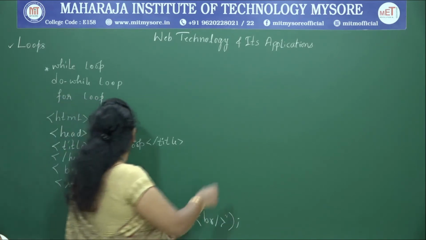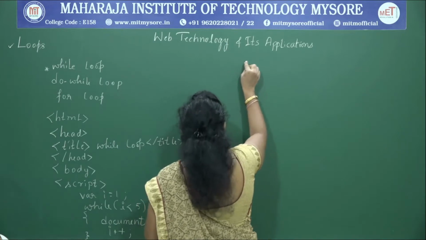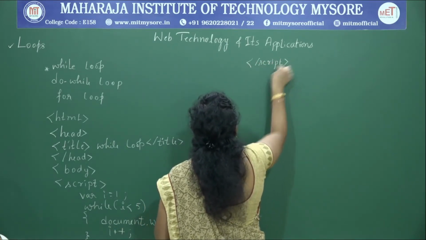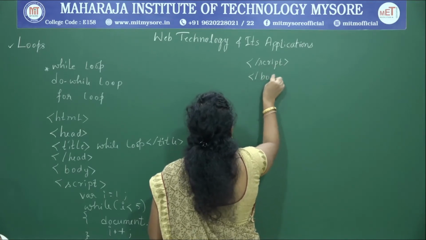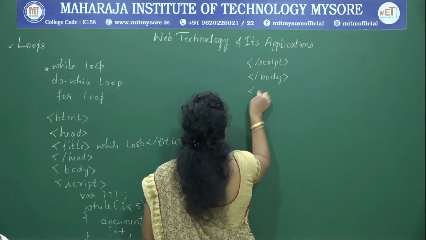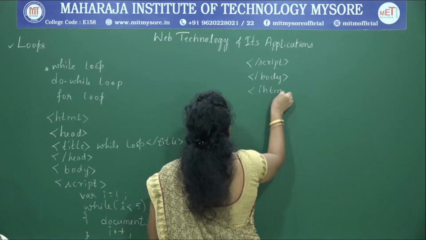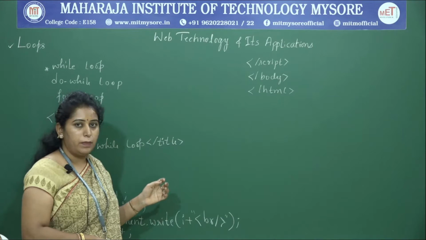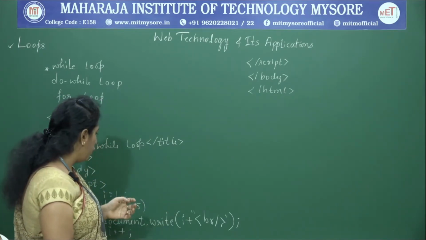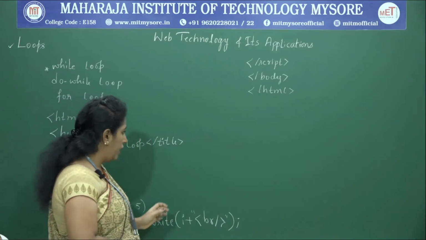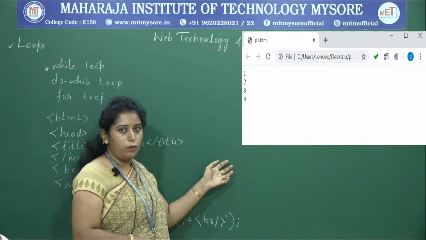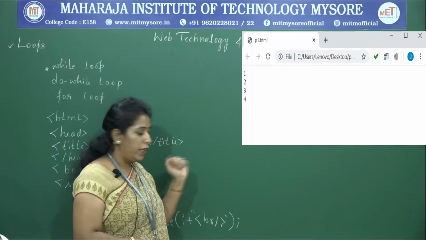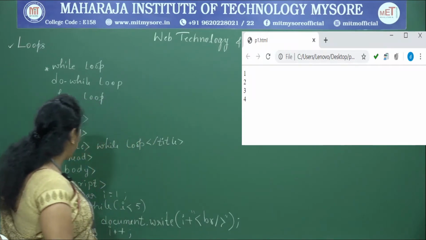So finally close the script tag, also close body, and also close HTML. So this is one simple program where you are using a while statement, or while loop. Now after running this program you can look into the output to see how it actually works. So this is about the while loop.